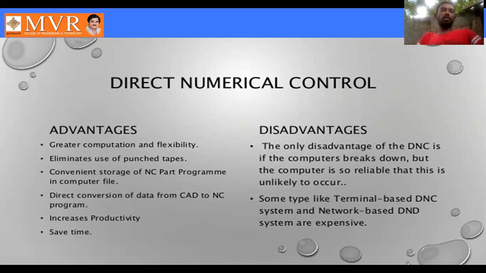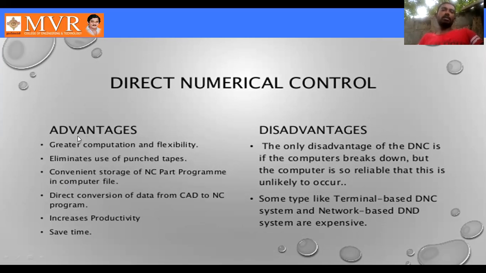What are the advantages and disadvantages? Here, the advantages are greater computational flexibility, it eliminates the use of punched tapes, it converts storage of NC path programming into computer files, and it allows direct conversion of data from CAT to NC program. It also increases productivity and saves time. These are the advantages of direct numerical control.